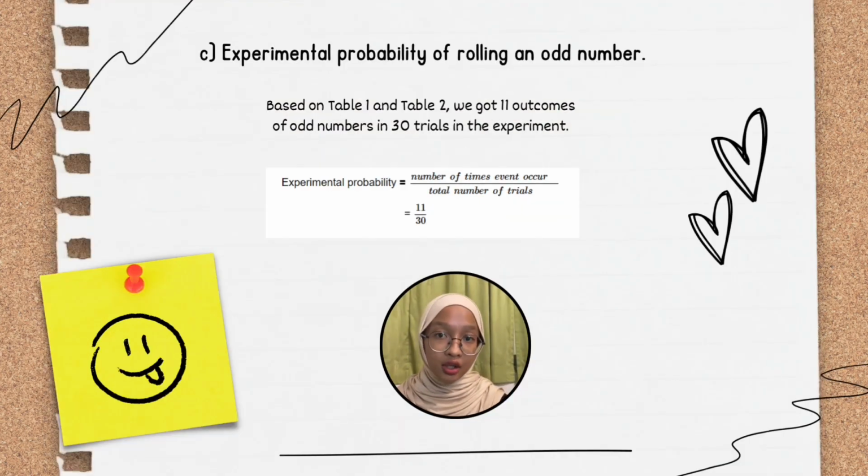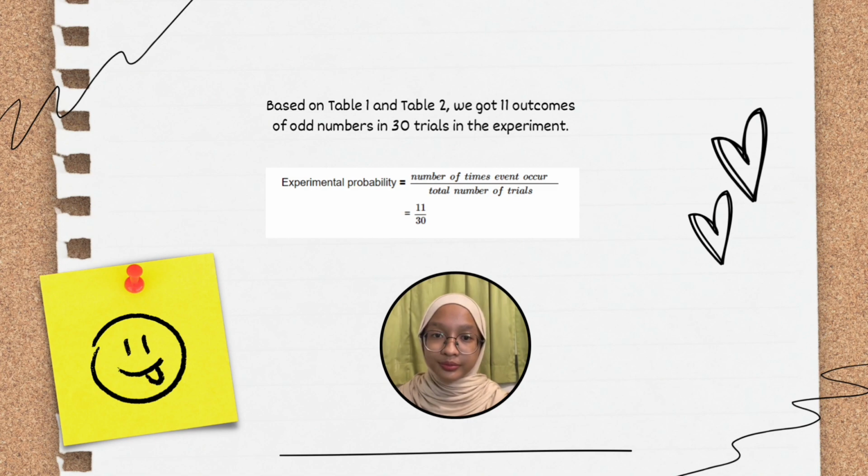For the calculation of the experimental probability for odd numbers, we obtained 11 odd numbers in 30 trials. Therefore, I divided the number of times the event occurred by the total number of trials. So, we get 11 over 30 for the experimental probability of rolling an odd number.